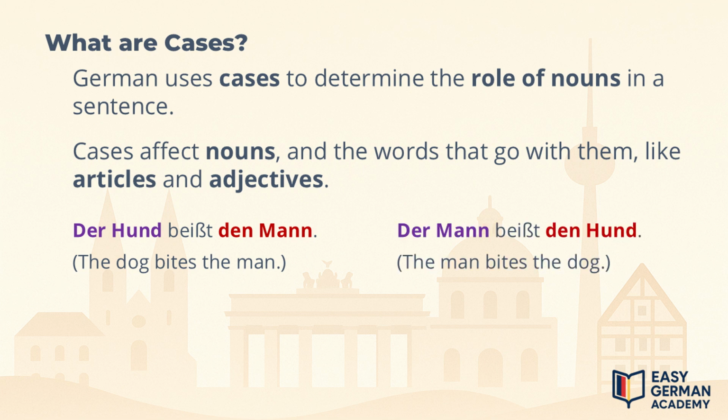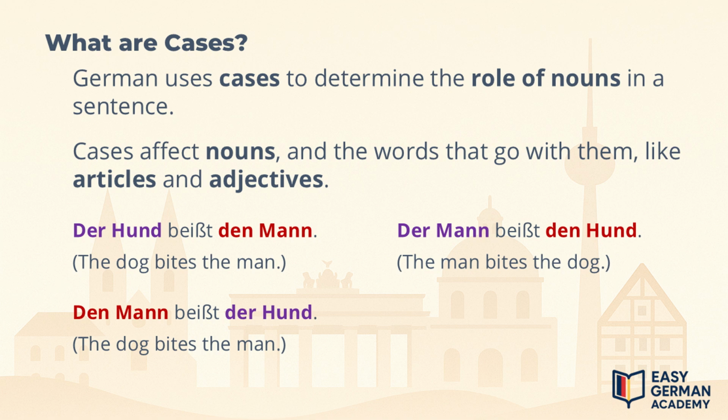Let's flip the sentence. Der Mann beißt den Hund. The man bites the dog. Now Hund is the one being bitten, and again the article changes to den. And here's the cool part. Den Mann beißt der Hund. Der still means the dog bites the man. Even though the word order is reversed, we can still tell what's happening because the articles show us who's doing what. This is why German needs cases. They give you flexibility in word order without losing clarity in meaning.